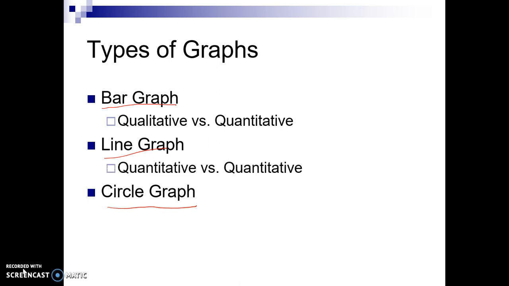When to go for a line graph? When both variables in your data are quantitative, that is, in numbers, you go for a line graph. When to make a circle graph? When you're comparing different percentages of different things, you go for a circle graph.